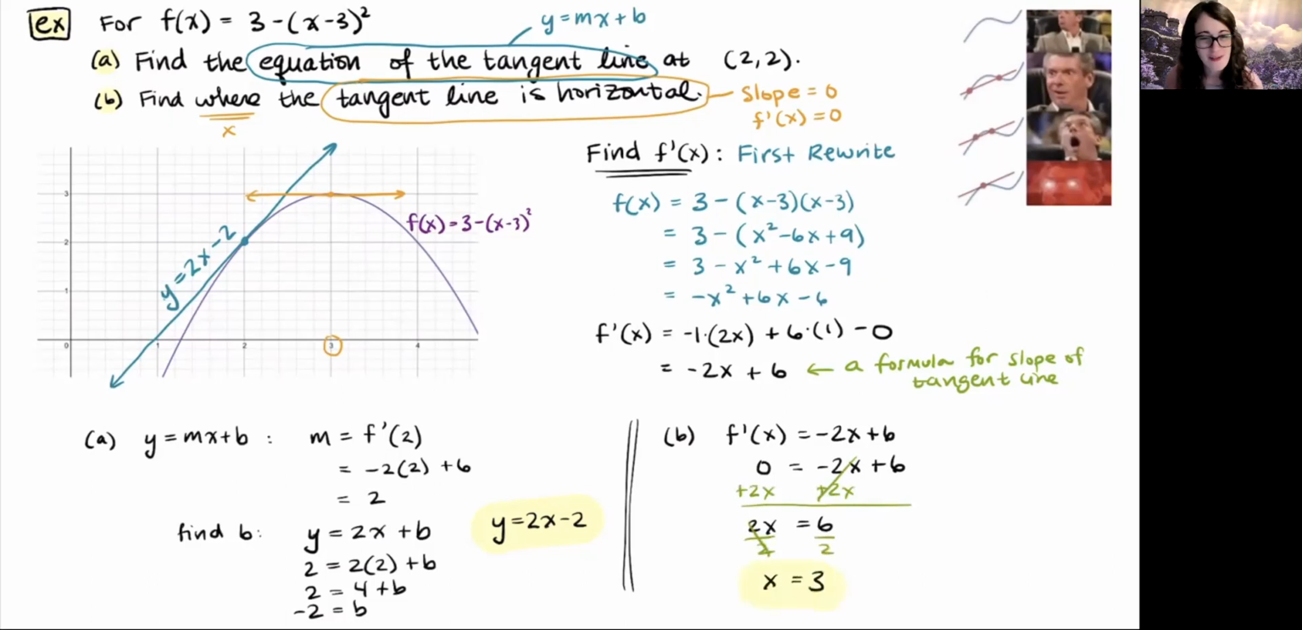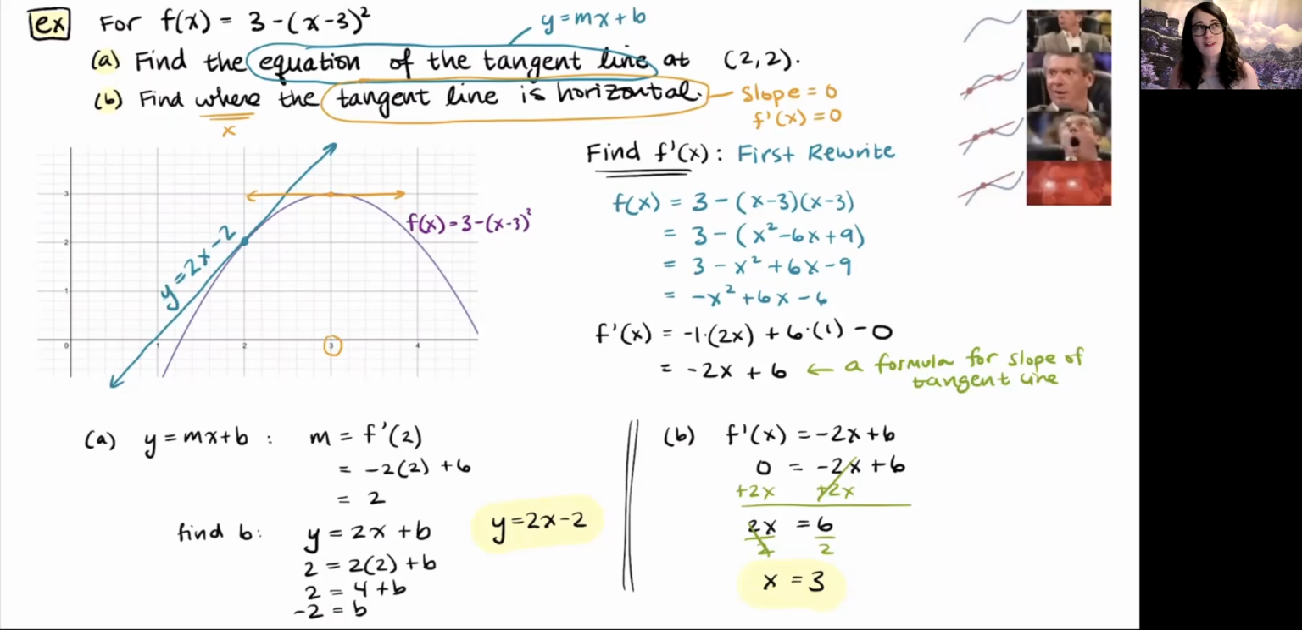Not surprising because that's what our graph showed us. But this actually shows that we were not deceived by our graph. It actually is x equals 3. And this also tells us another thing further, that this is the only place where the tangent line is horizontal, is at this point x equals 3.